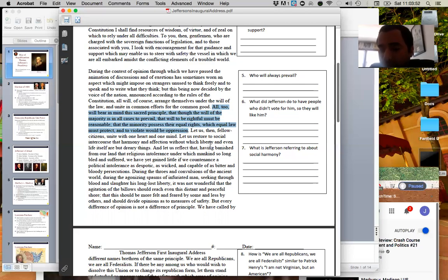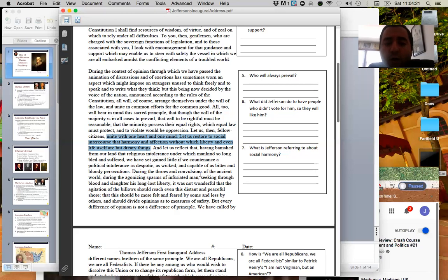Number 6, what did Jefferson do to have people who didn't vote for him so they will like him? Well, just like every president who gets elected, you're not going to have every single person in the nation support you. You're not going to get every single vote. Not then and not now. Take a look at the line, highlight and underline.